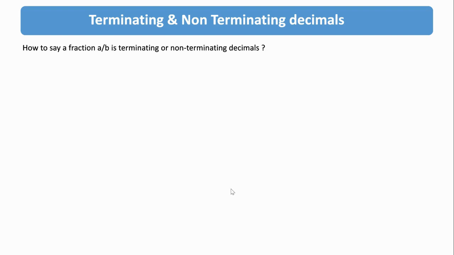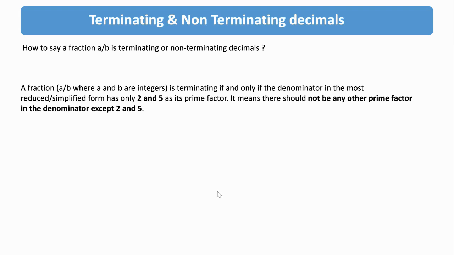Now, how to say whether a fraction a upon b is terminating or non-terminating decimal? How to find that? See, a fraction a upon b, where a and b are integers, is terminating if and only if the denominator is having the prime factor only 2 and 5, it means no other prime factor in the reduced form.